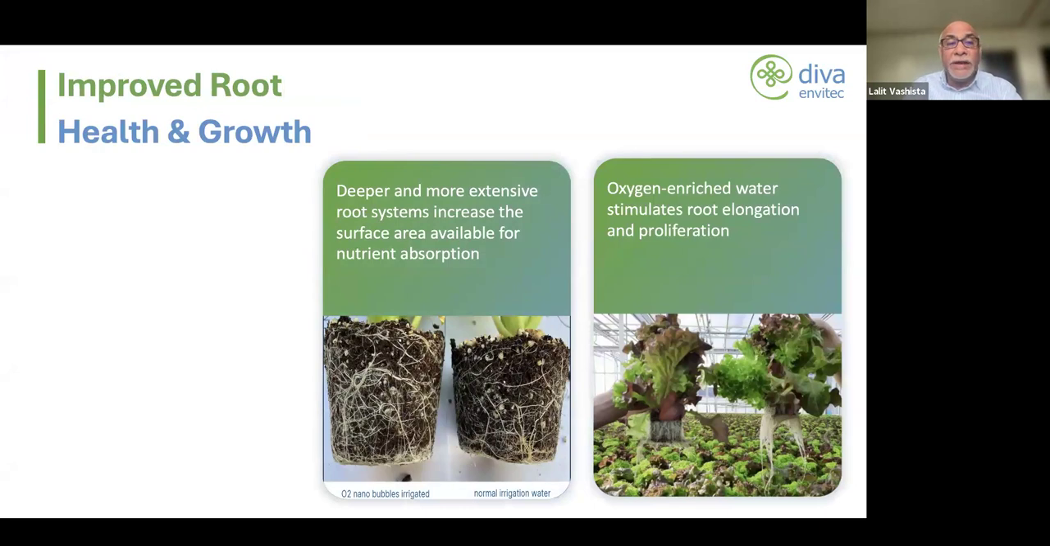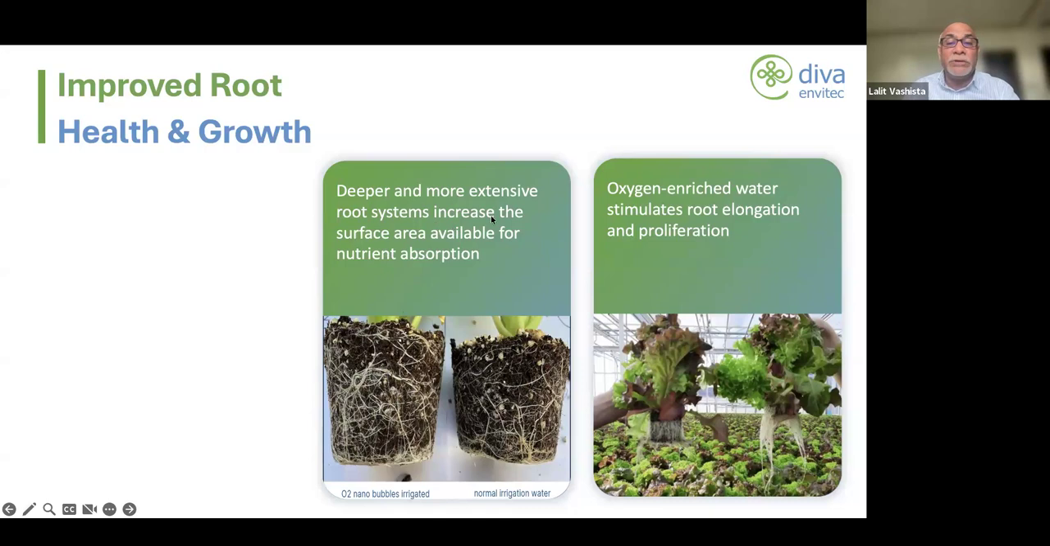It improves the root health and growth of the plant, right? You can see the pictures here with and without water, how it looks. So you have the oxygen nanobubble irrigated water on the left hand side, and on the right hand side you see how the roots have grown, how the cluster of the roots has increased.